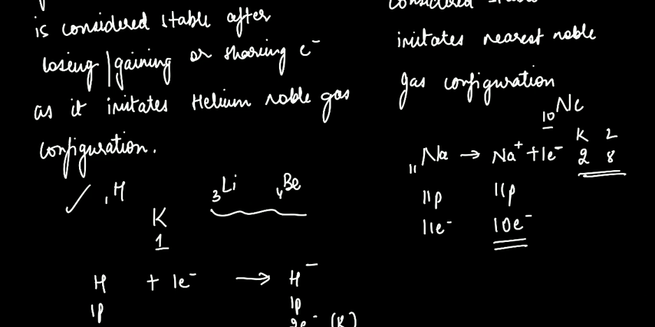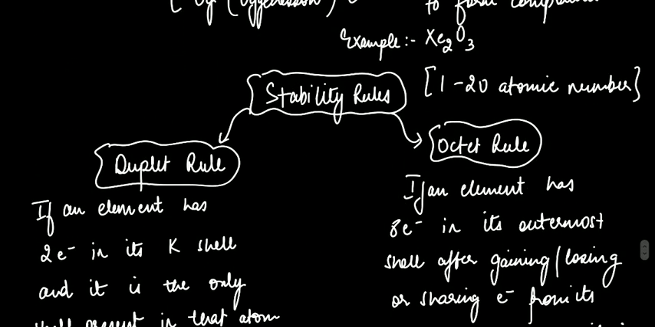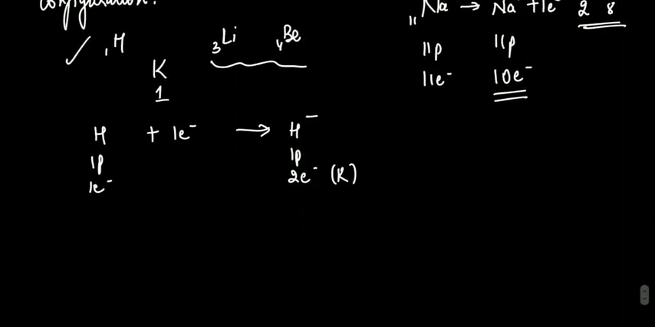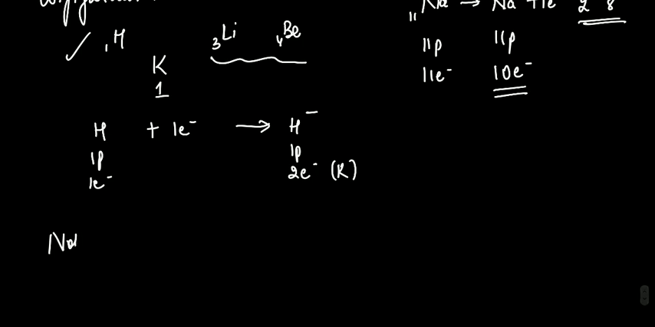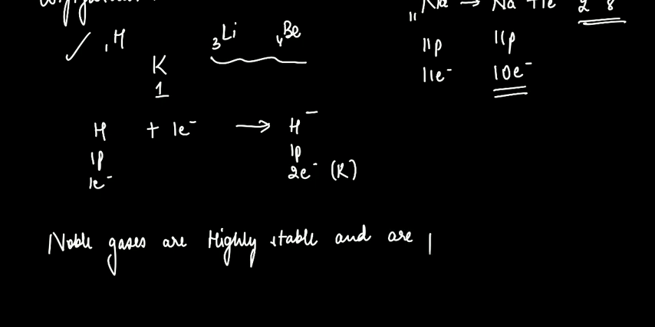And do remember, first we need to understand why these elements behave as an octet or duplet, because noble gases are present in a low energy system. Noble gases are highly stable and are present in a low energy state or system, anything you can say. So elements are highly energetic.